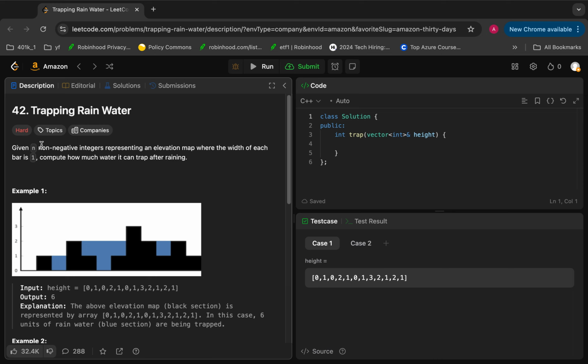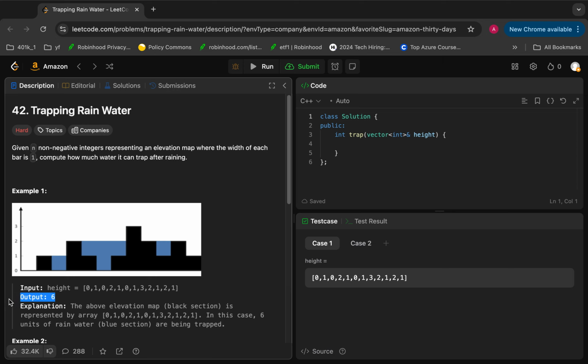You are given n non-negative integers, like this 0, 1, 0, 2, representing the elevation map, where the width of each bar is 1 unit. Compute how many units of water you can trap after raining. In this case, you have 1 unit, I see 3 units here, and then 1 unit, so total 6 units. That's the answer you're supposed to return.